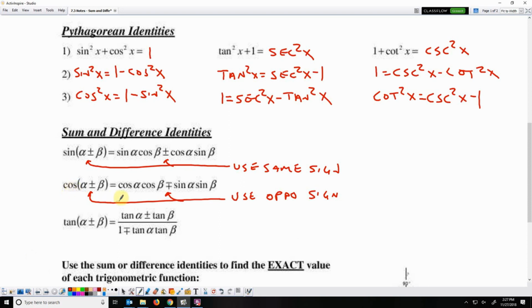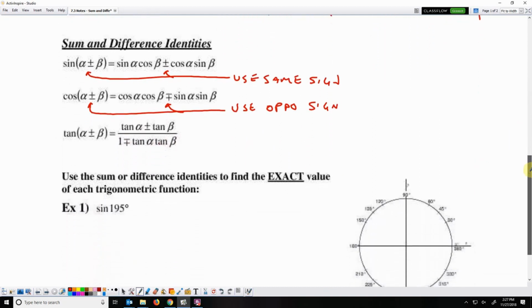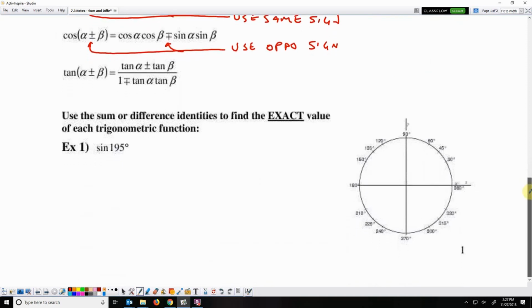So if I'm doing cosine, I'm doing cosine alpha, cosine beta, minus or plus sine alpha, sine beta. In tangent, alpha plus or minus beta is tangent alpha plus or minus tangent beta over 1 minus or plus tan alpha, tan beta. So we will try some problems, and that will probably help put this together, what it actually means.